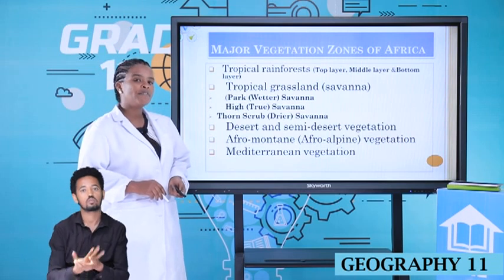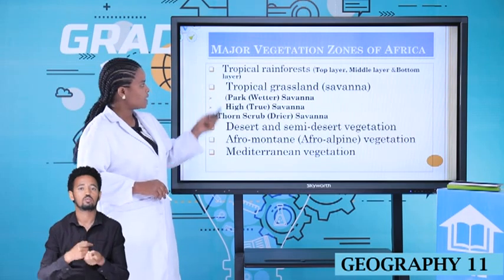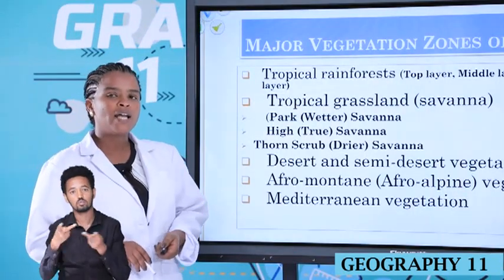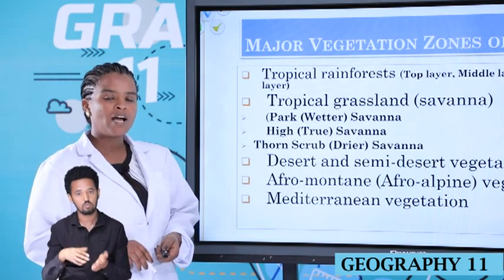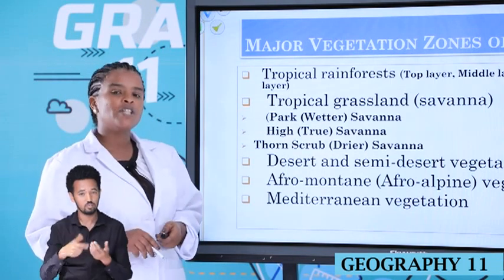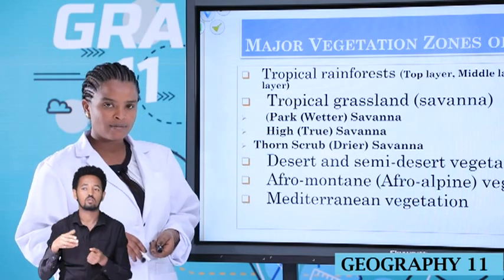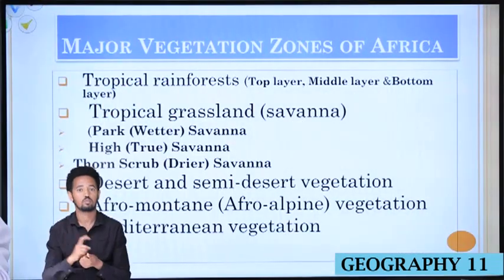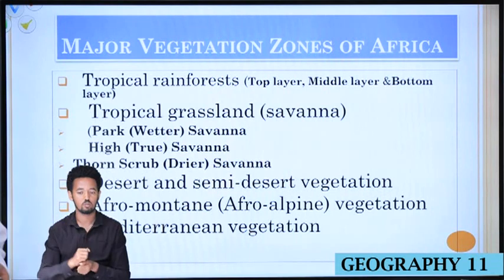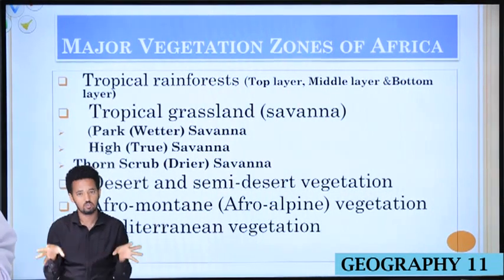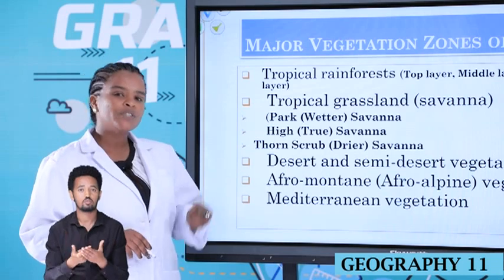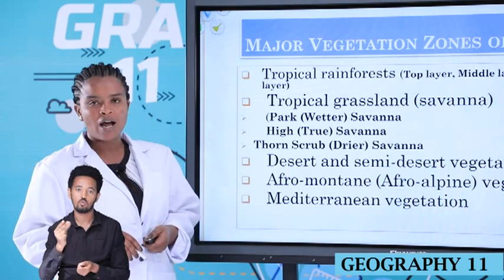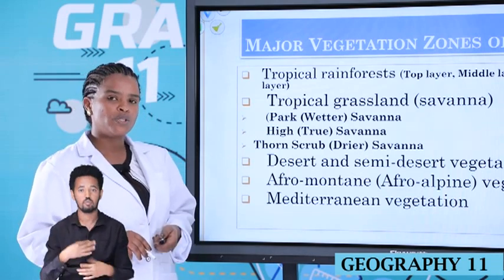Africa has 5 major vegetation zones. The first one is the tropical rainforest. In Africa, it is found in Central Africa, Western Africa, and Eastern Africa. This type of vegetation is found in the Congo Basin. The area is dominated by evergreen forests, broadleaf forests, and dense vegetation because the area receives high rainfall throughout the year. Also, hardwood trees are common in this area, for example ebony, mahogany, and rosewood.